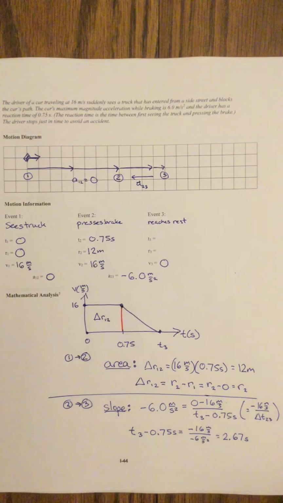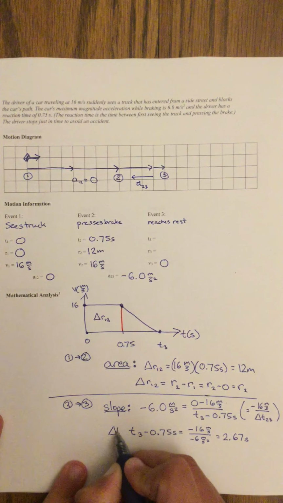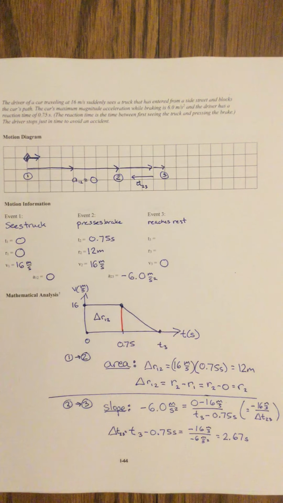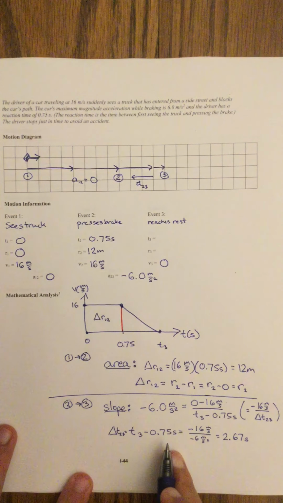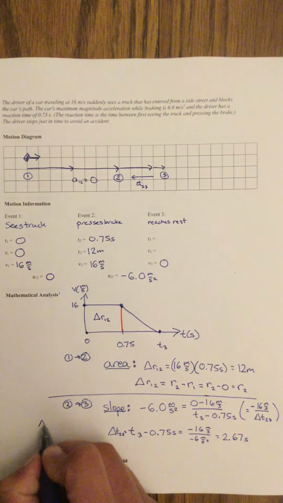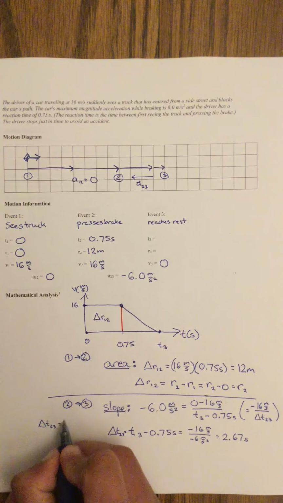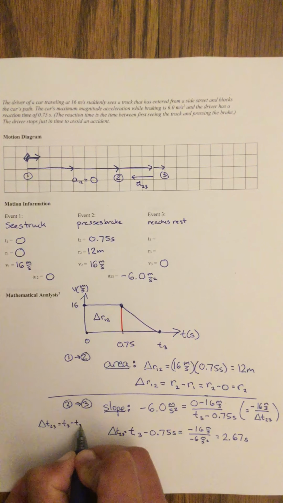And this is delta T23. Let me do this also. This is delta T23, so you could solve for it like that. Now, to find T3, I have to add 0.75 seconds to both sides. So delta T23 is T3 minus T2.